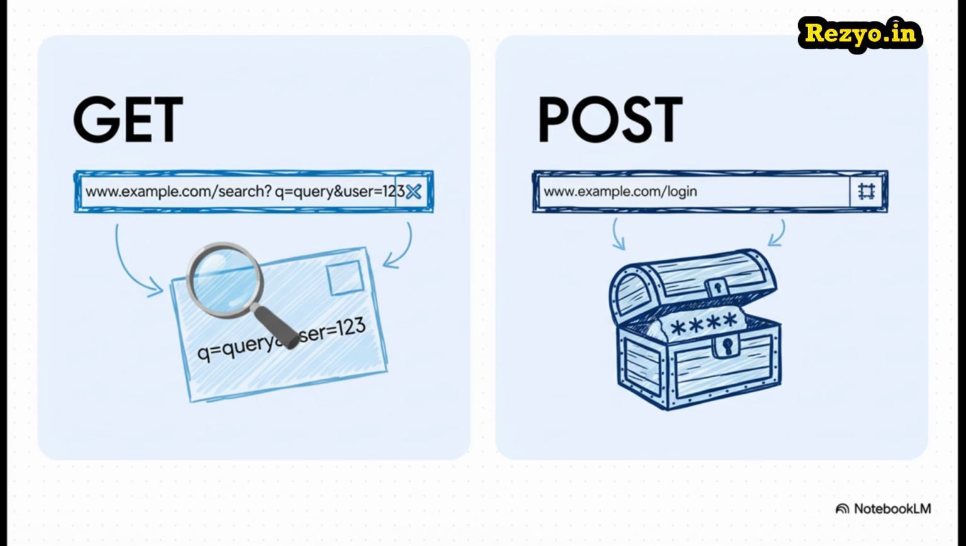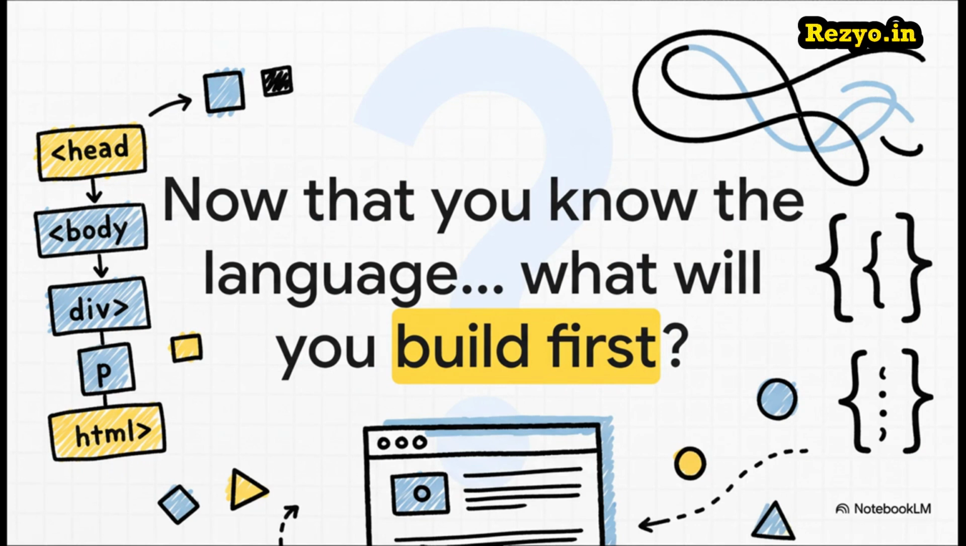It's that simple. So there you have it, the secret language of the web. It's not really a secret, is it? It's just a logical system of structure and style. You now have the actual building blocks to create something brand new on the internet. So the only real question left is, what are you going to build first?